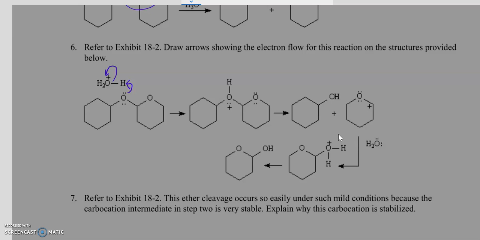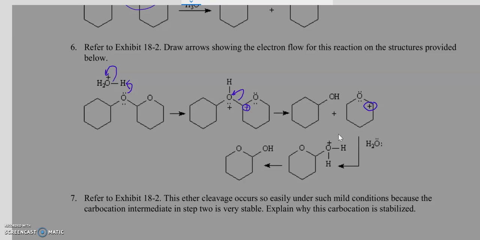So now we protonate the oxygen here, the ether, so we have a positive charge on it. So this is not going to be stable, right? Because this is going to move here to make this positively charged. The ion right here is going to be positive.